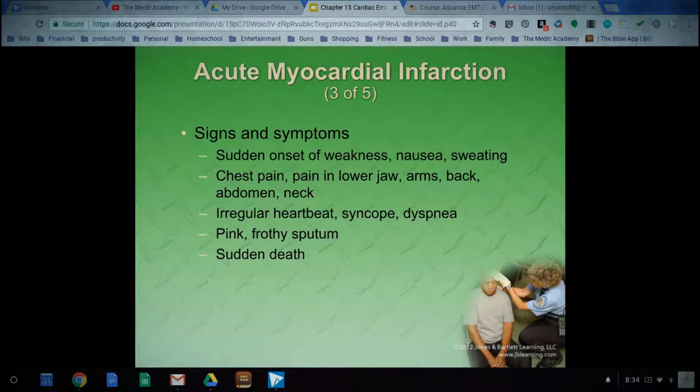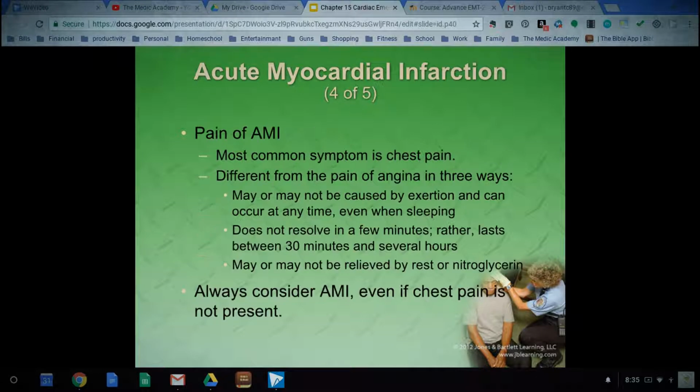And these symptoms are not the same across the board. They can be different and vary from patient to patient, especially when we start talking about the geriatric population and females. They present differently than most patients. But the most common symptom of acute myocardial infarction is chest pain.